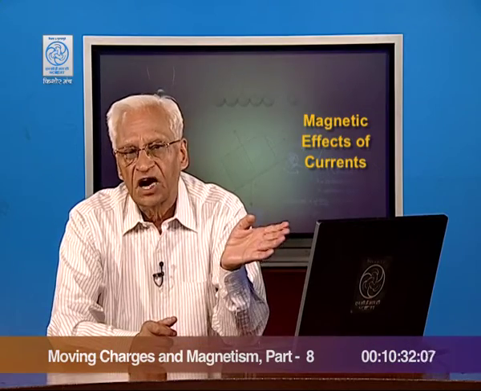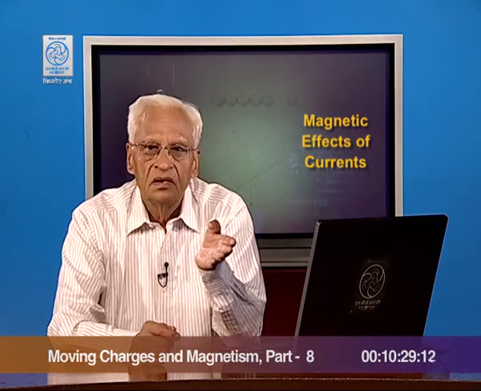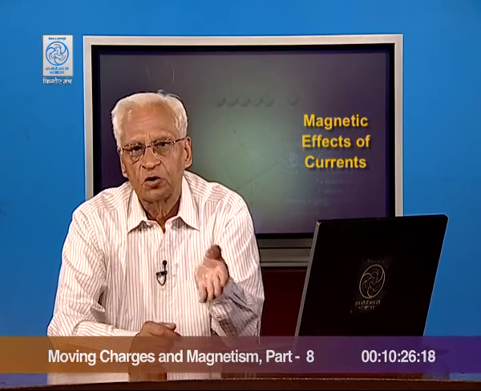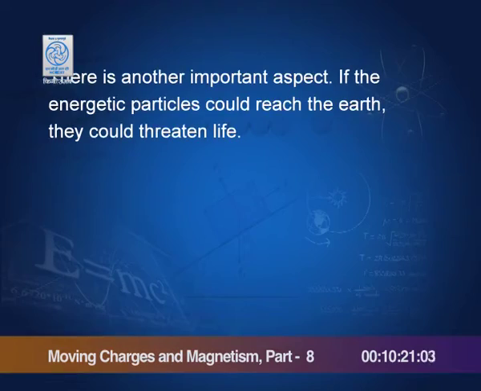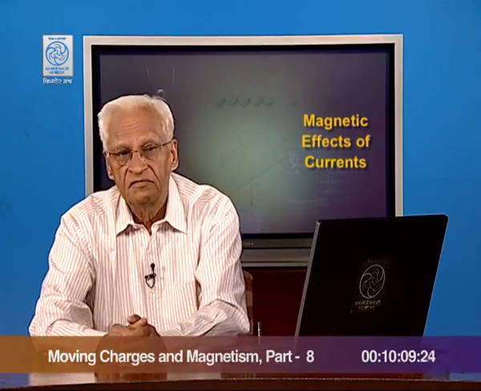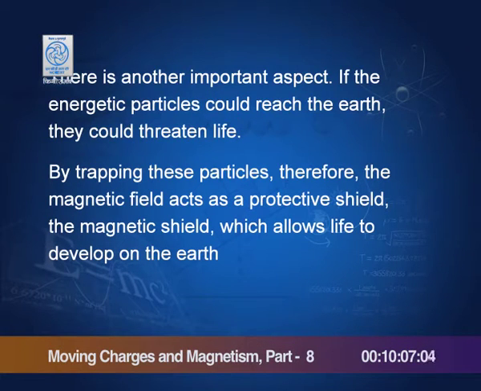These belts of charged particles can harm spacecrafts or astronauts, but they also are very good in a certain way. And what is that? If the energetic particles which are trapped in the magnetic field could reach the earth, they have very high energies, and therefore, they could endanger human life on the earth. By trapping these particles, therefore, the magnetic field acts as a protective shield, just like the shield which protects us from the harmful effects of ozone, and this shield is called the magnetic shield. This allows life to develop on the earth.